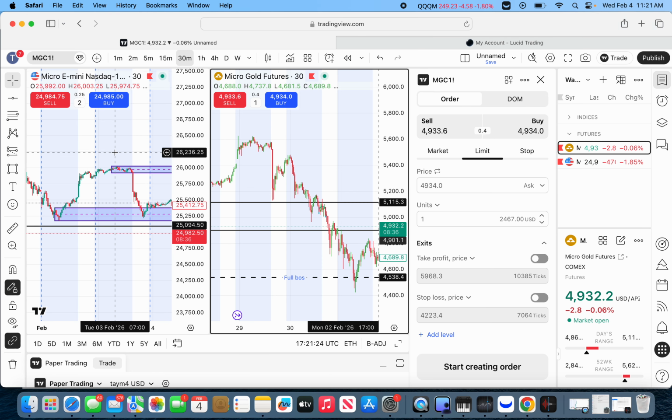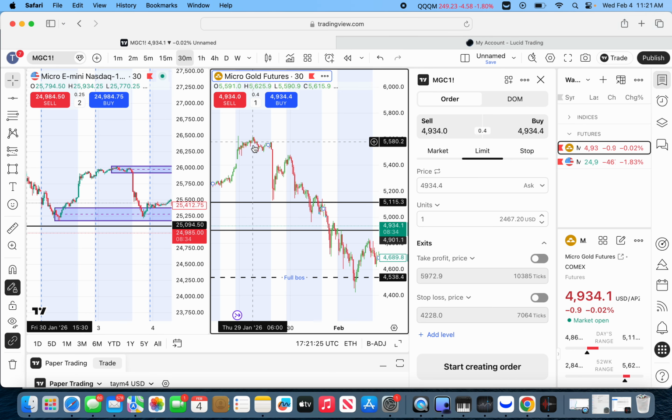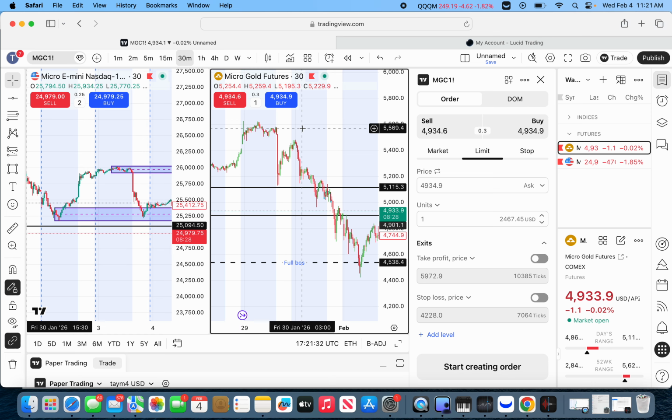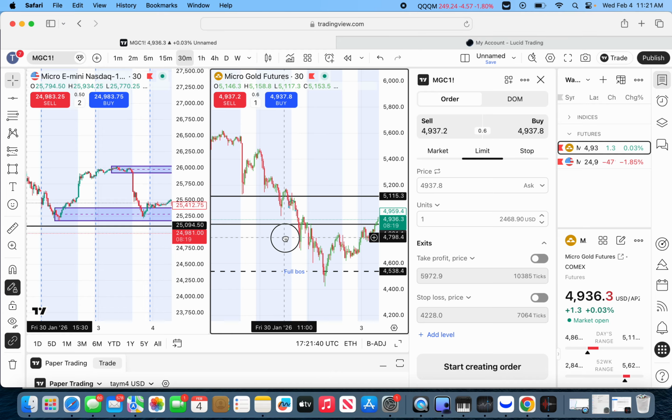I hate when it consolidates, bro. I ain't gonna lie, when it consolidates, it makes it hard to mark out these order blocks. I would rather the order block be this. You feel me? Because price made this big move down, and it had this move up, and then it started bleeding.